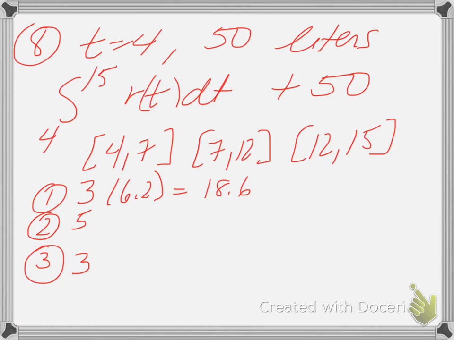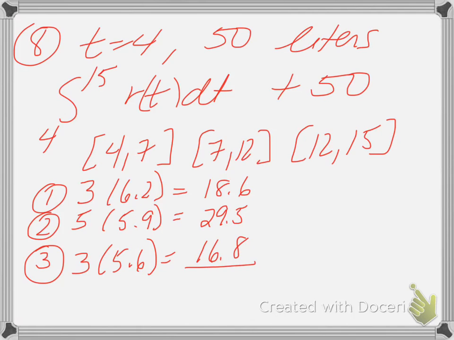Okay, for the next interval between 7 and 12, 12 is on the right. So if you look at the table, when t is 12, you have 5.9 liters. And 5 times 5.9 is 29.5. Okay, and for the last interval between 12 and 15, 15 is on the right. So when you look on the table, when t is 15, you have 5.6 liters. 3 times 5.6 is 16.8.